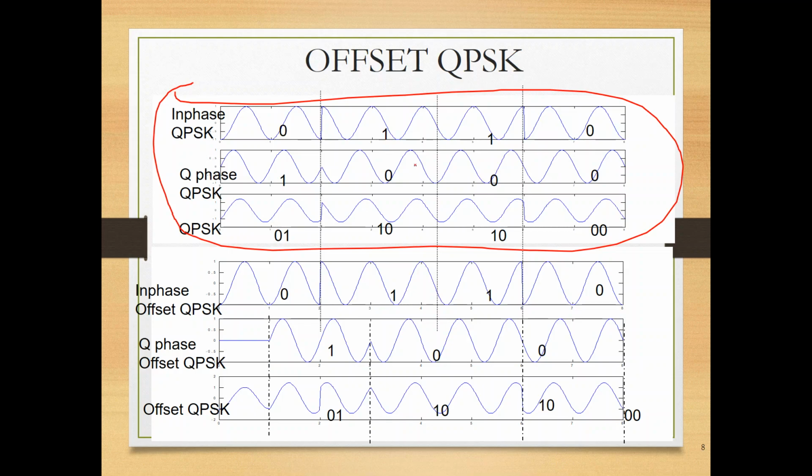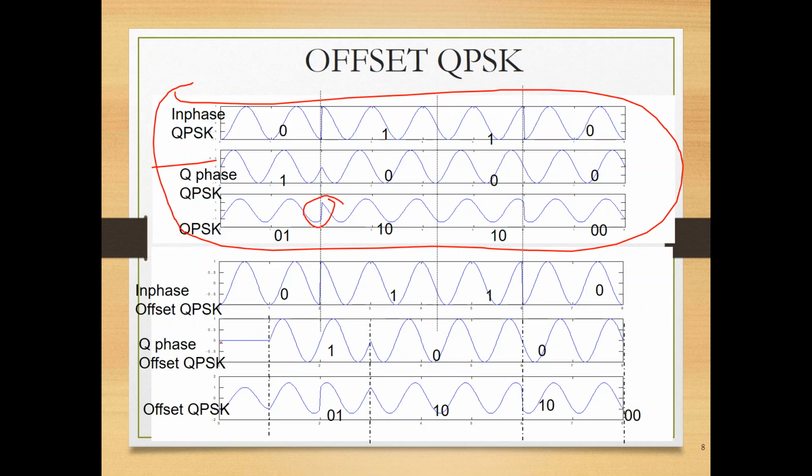We have phase change by pi, which causes amplitude fluctuation in the QPSK signal, and this is the problem we want to solve. Now, what do you do to solve this? You see offset QPSK, how easy it is. You just offset this quadrature component by T over 2, which is half a symbol.